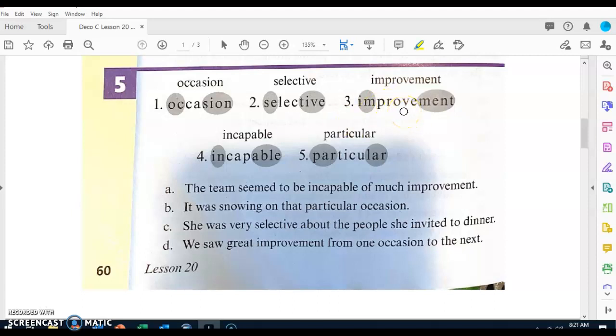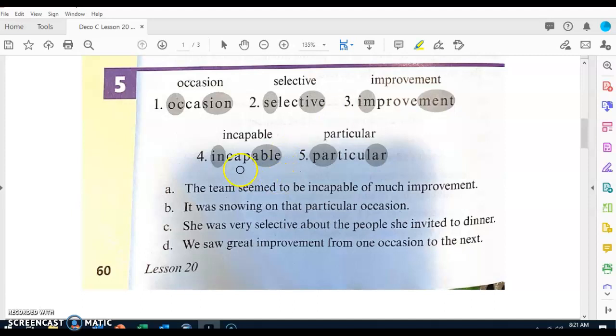Word number 3 is improvement. What word? Improvement. So, what is the first part? Get ready. What is the last part? Get ready. Meant. The middle part is spelled Prove. What does that part say in the word? Get ready. Prove. So the parts are improvement. Say the whole word.